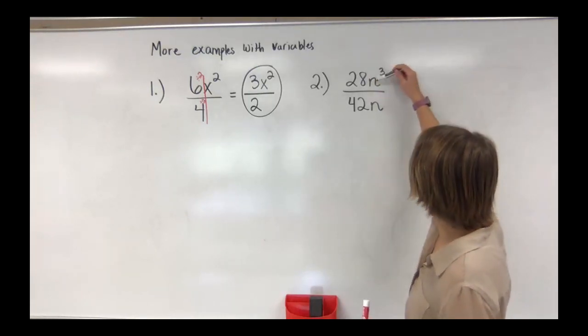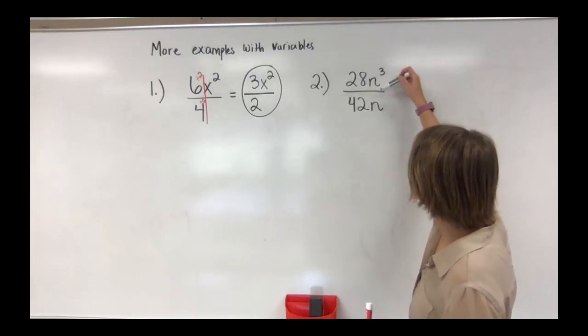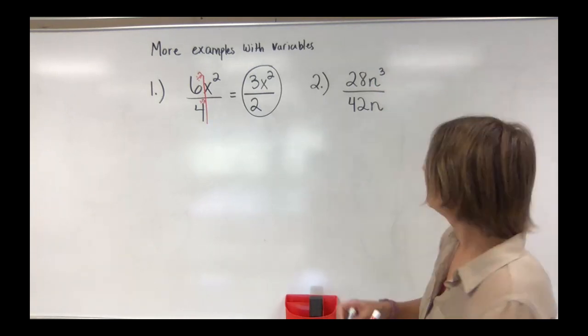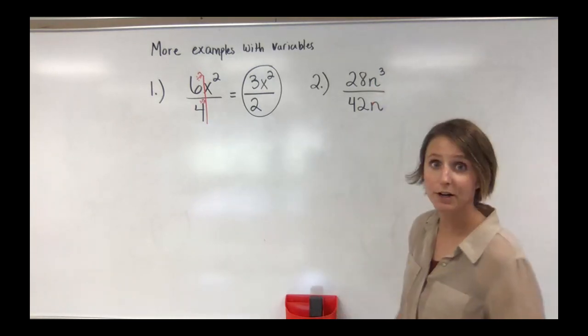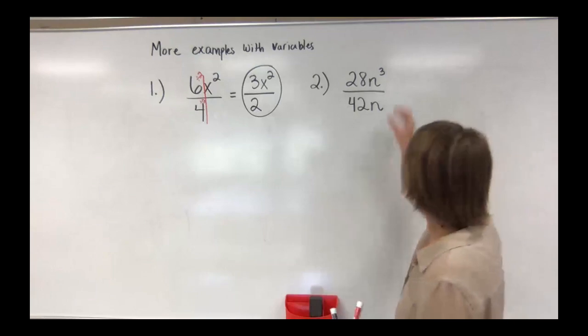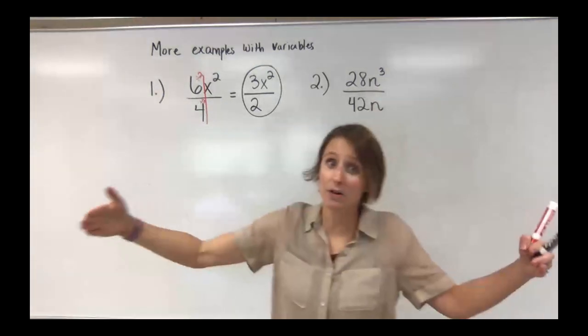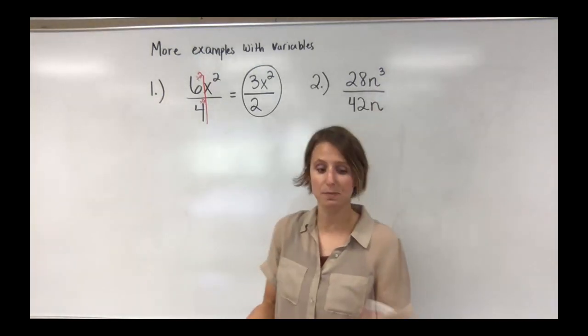We have 28 times n cubed divided by 42n. Remember, when you have a number directly next to a variable, it means multiply. Remember, powers, we can write them out in expanded form. They're just repeated multiplication.